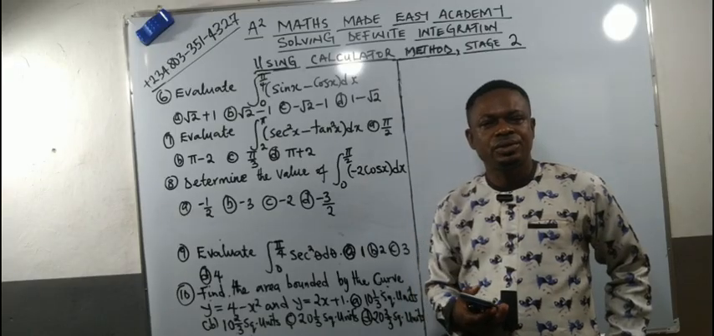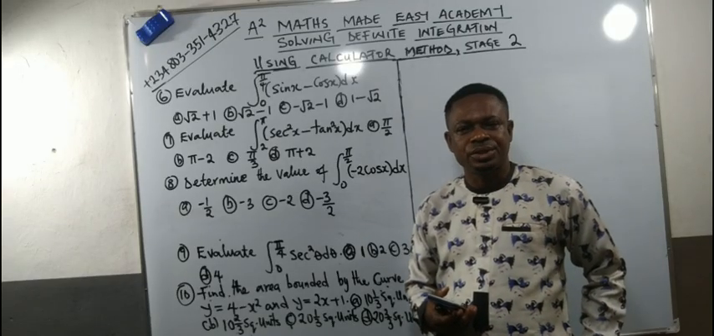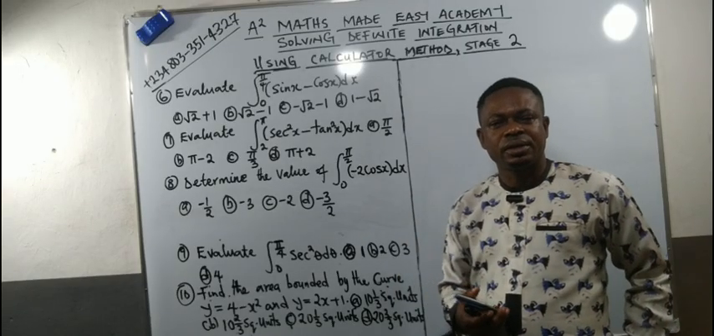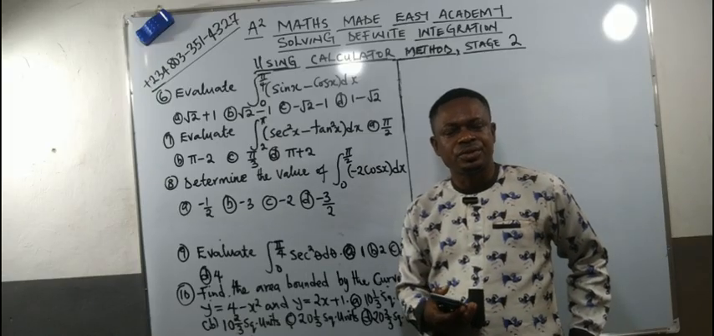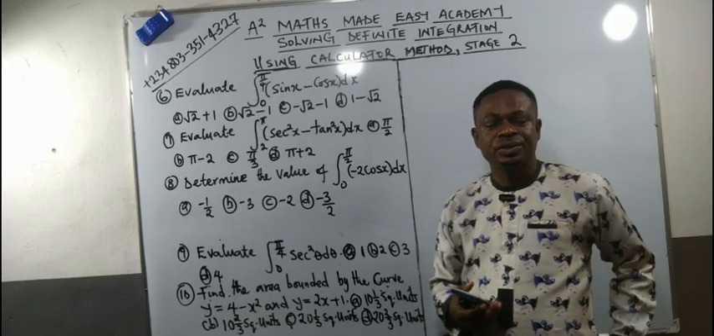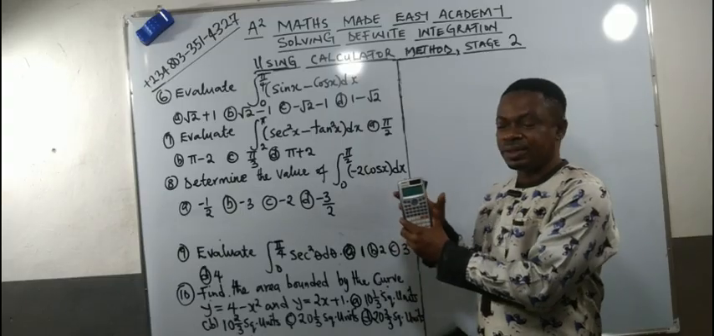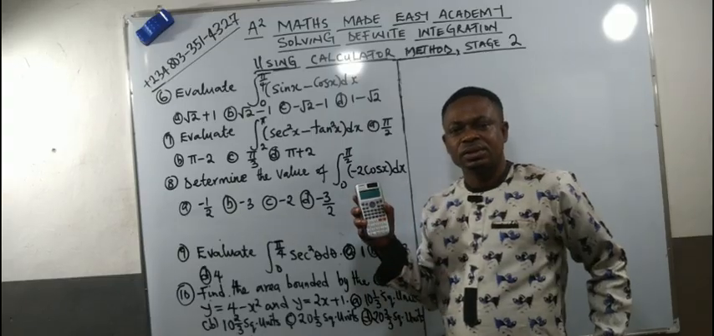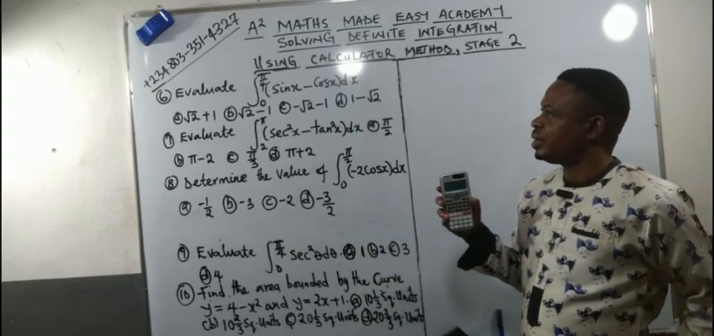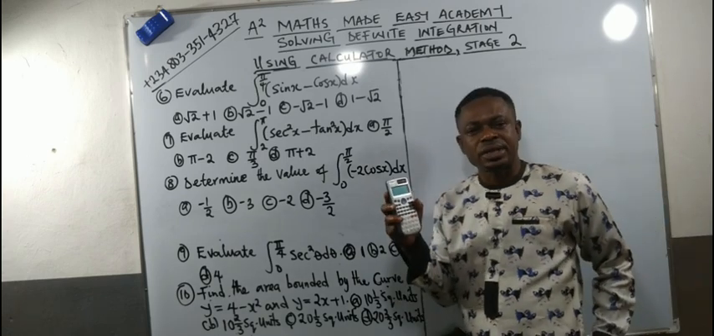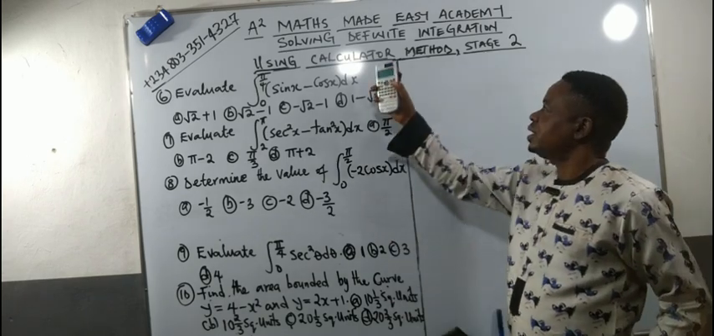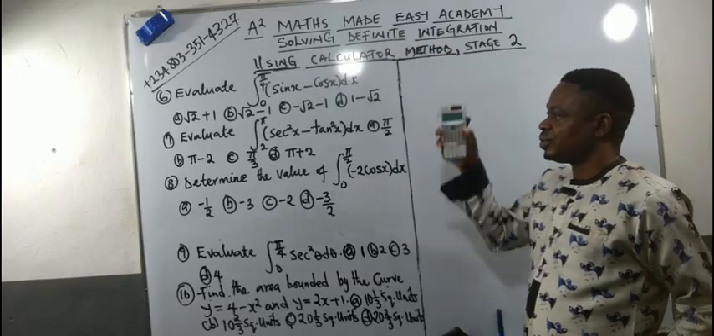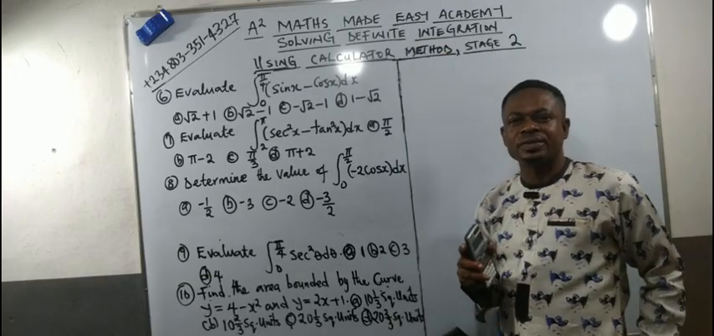Now, we are going to take another dimension today. In my last video, I showed how to resolve definite integration using the calculator method, which is stage 1. In today's video, I'm going to talk about the same calculator method of solving definite integration, stage 2, and this is the final stage.